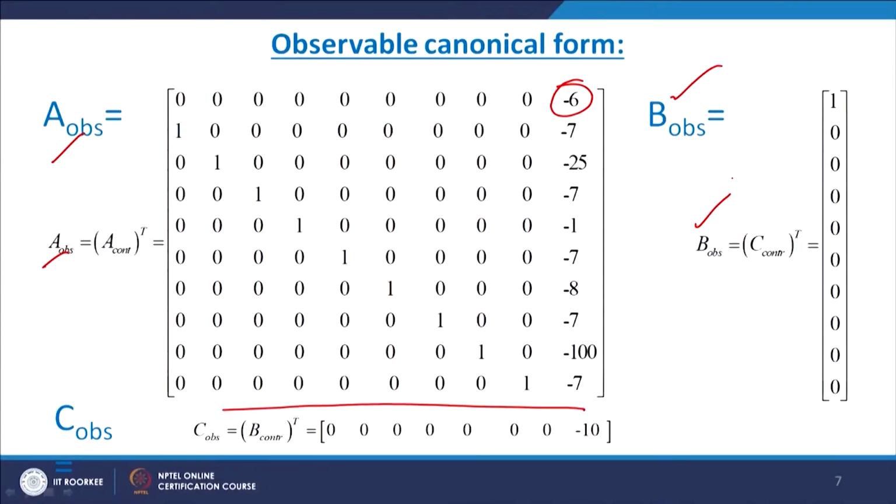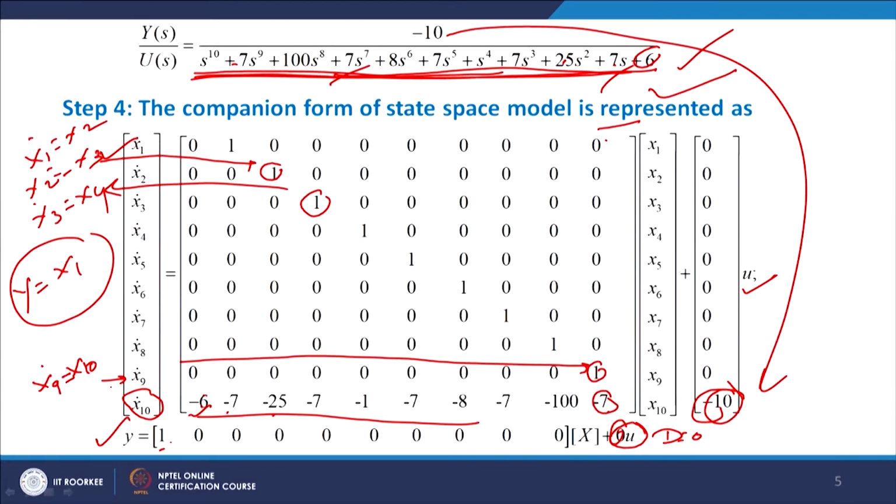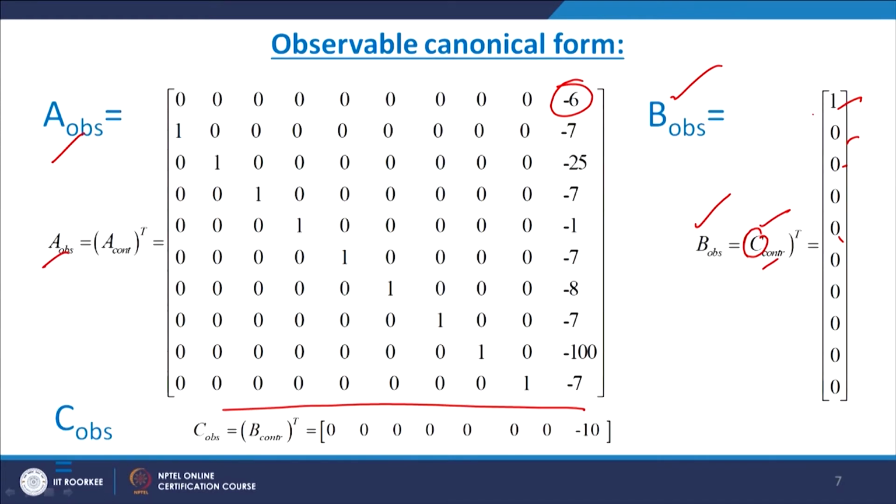Now, about the B observable. B observable means the transpose of the C matrix obtained in the controllable canonical form, that is the companion form. So the transpose of the C matrix, which is represented as 1 0 0 0 0. You will see that this is 1 0 0 0 0, and when we take its transpose, we will get 1 0 0 0.